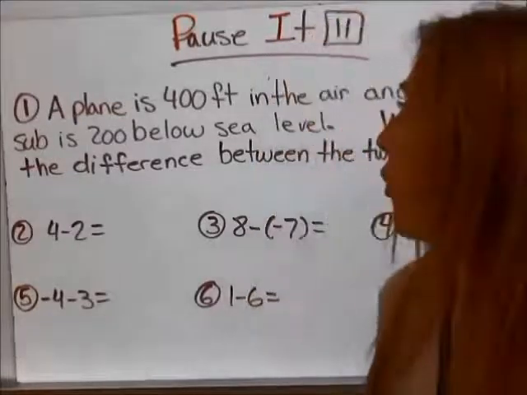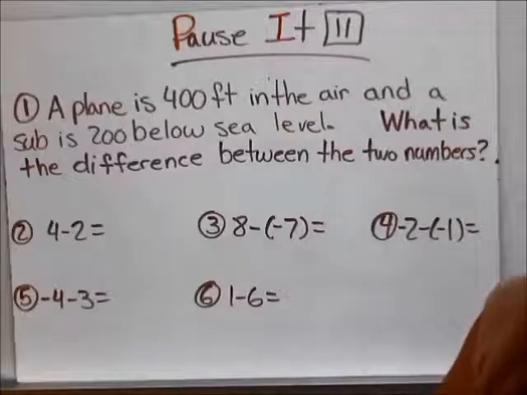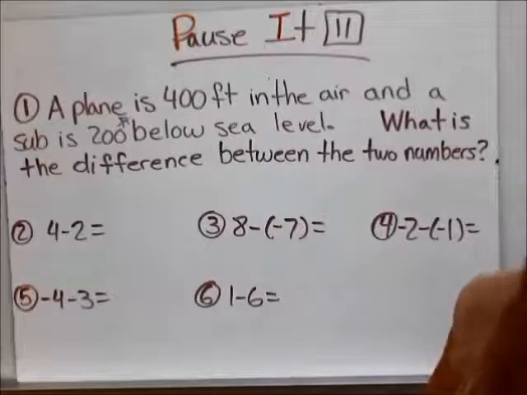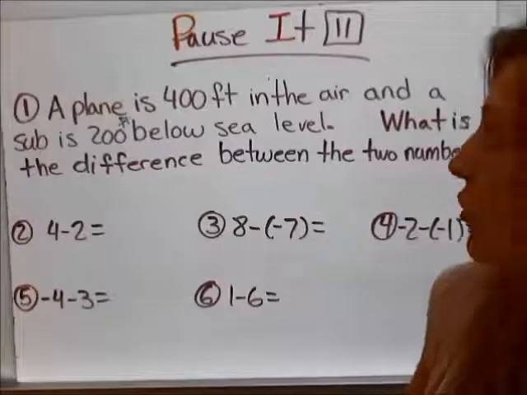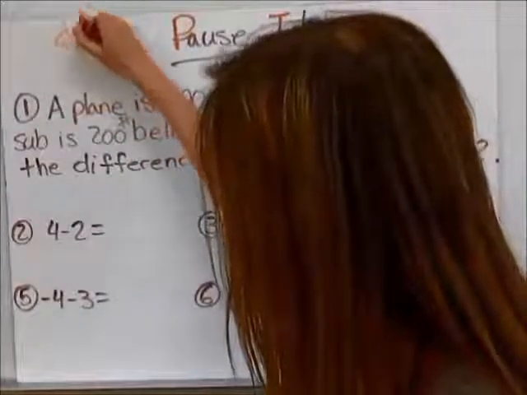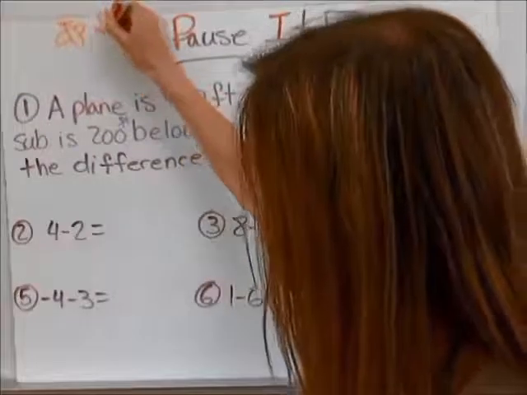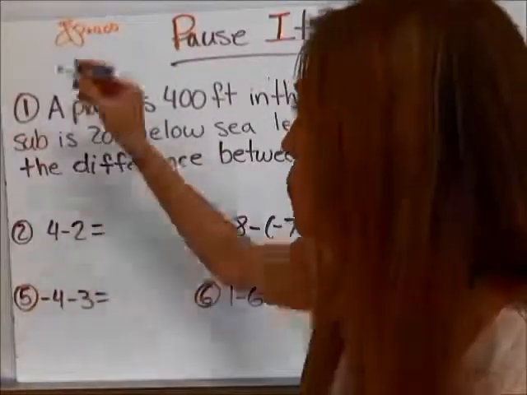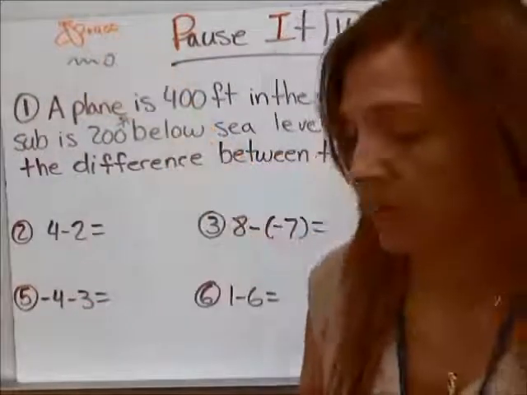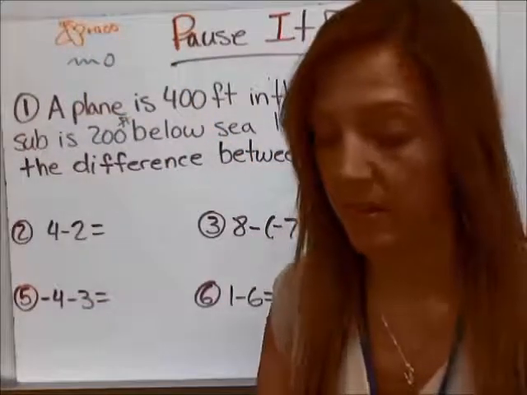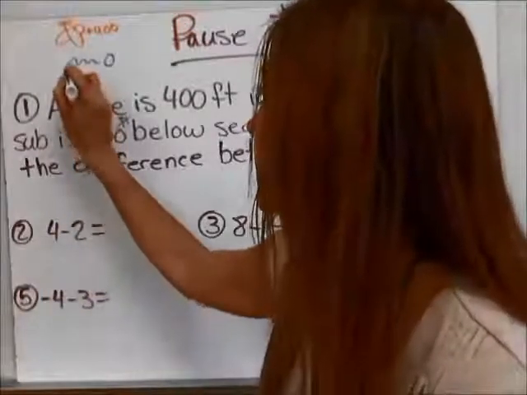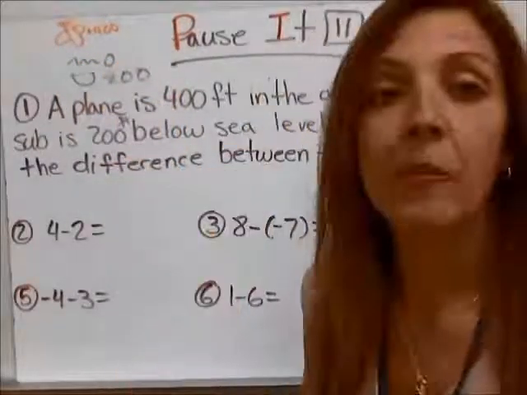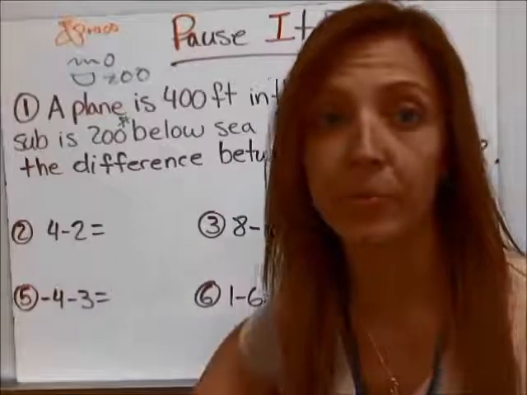Number 1, a plane is 400 feet in the air and a sub is 200 feet below sea level. What is the difference between the two numbers? So we have a plane that's 400 feet in the air. We have sea level, which we've learned is 0. And we have a sub that is 200 feet below the sea. And we want to know what the difference is between those numbers.